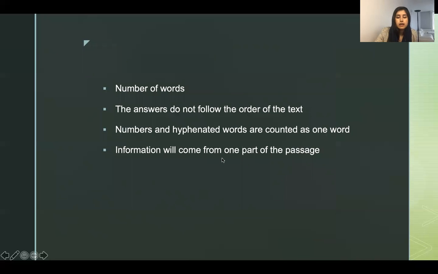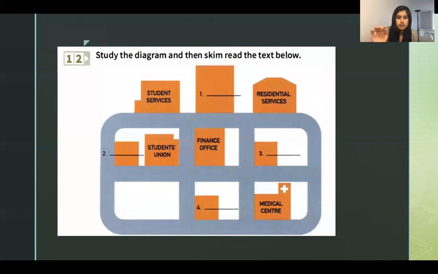And numbers and hyphenated words are counted as one word. So when it says one word and or a number, or two words and or a number, the hyphenated words and the numbers are counted as one word, and then information will come from one part of the passage. As I said, most probably it's from one part of the passage or just one paragraph of the passage only.